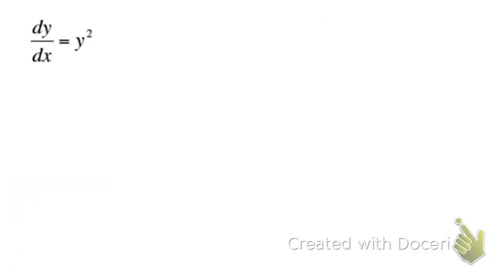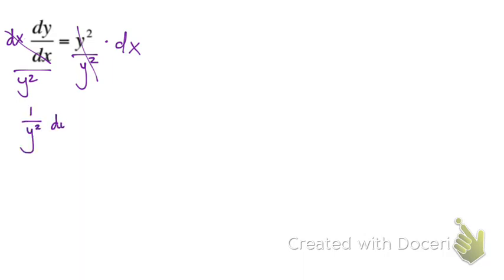All right, let's look at another example. I want to separate my variables first, so I'm going to multiply dx to both sides. And I don't want this y squared over here, so I'm going to divide both sides by y squared. When I do that, I get 1 over y squared dy on the left-hand side is equal to 1 dx.